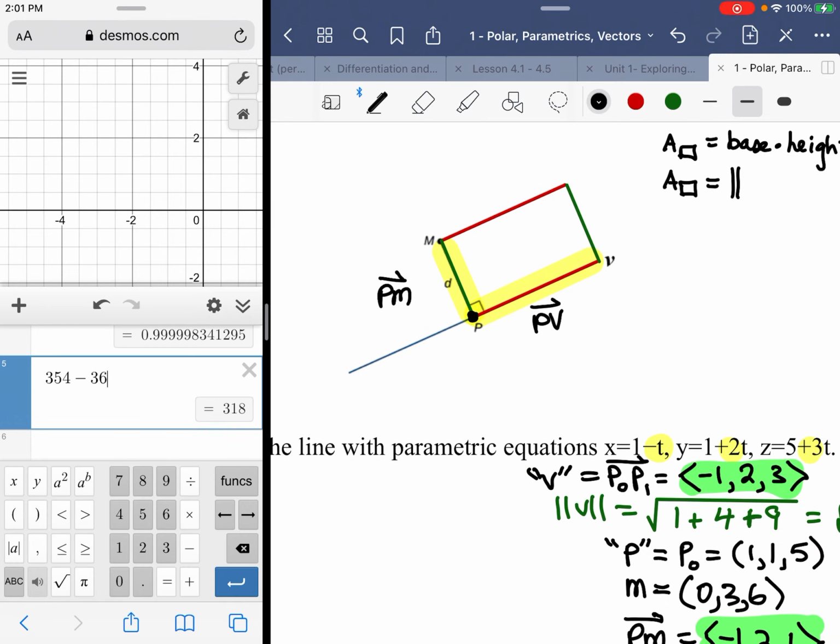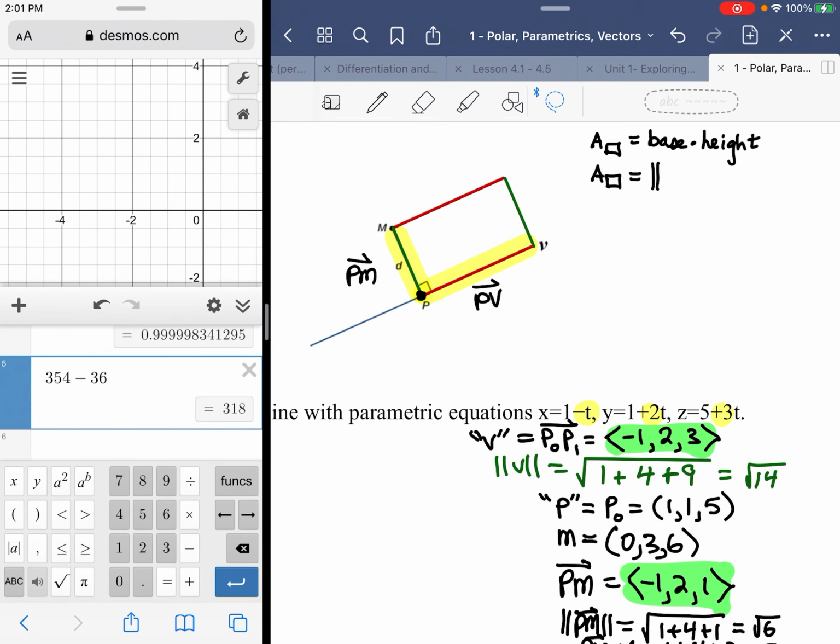Maybe I could benefit from another diagram here. I'll take that as a typo bonus, an Easter egg. If somebody wants to submit that for a bonus point, that'd be fine. So we know that the magnitude of the cross product of PV and PM should give us the area of that rectangle.